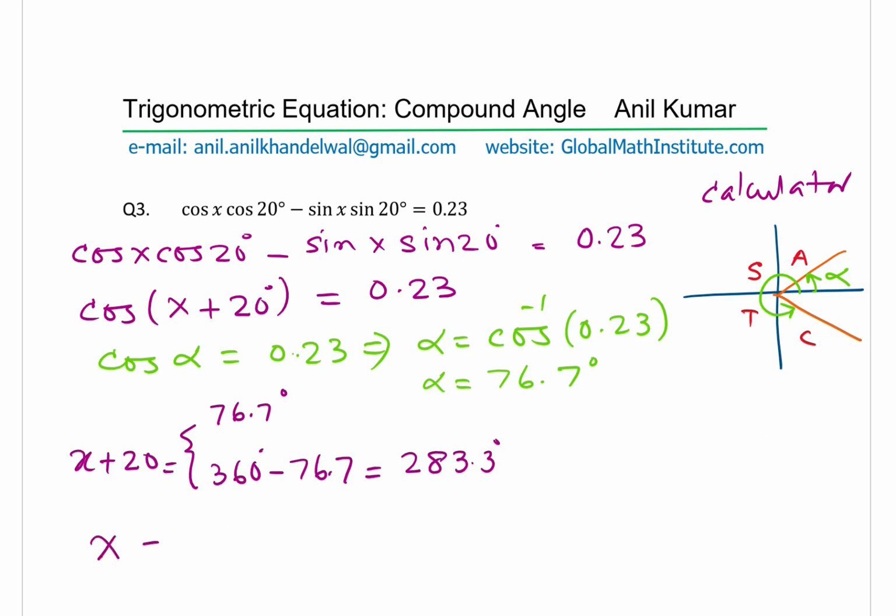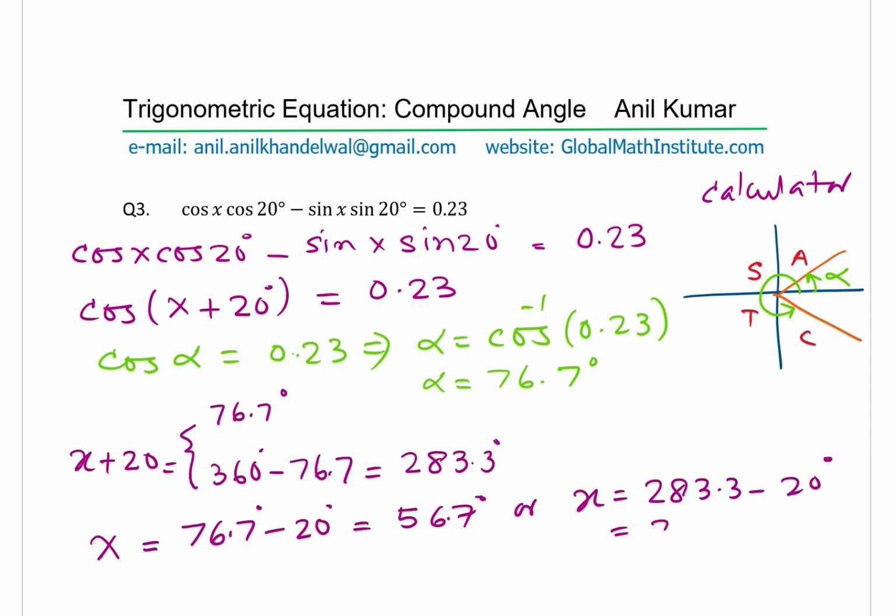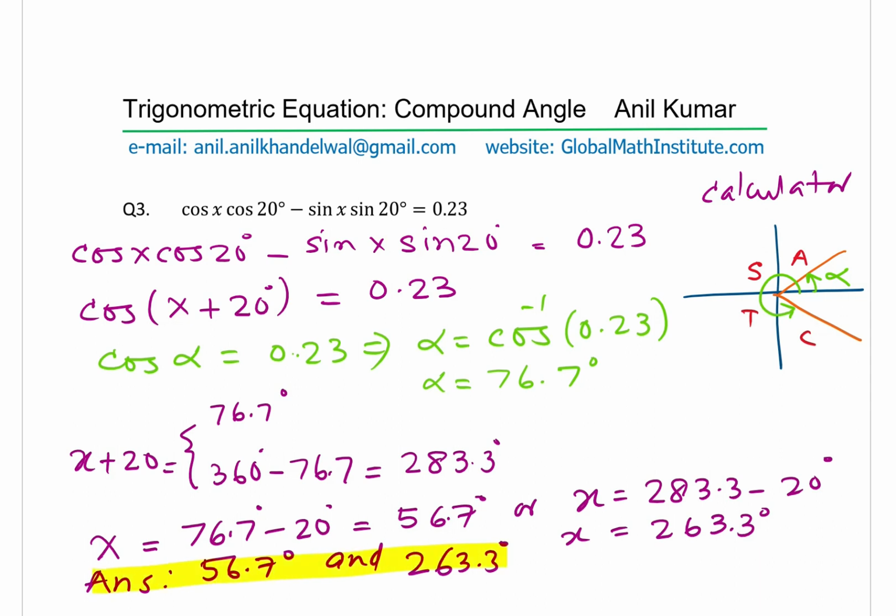What is the value of x equal to? x will be 76.7 minus 20, which is 56.7 degrees, or x equals 283.3 take away 20 degrees, which is equal to 263.3 degrees. So we again have two answers here, which are 56.7 degrees and 263.3 degrees. So that is how we are going to answer this particular question.